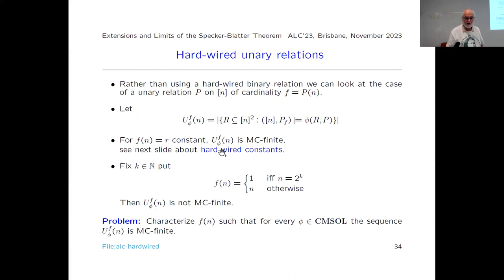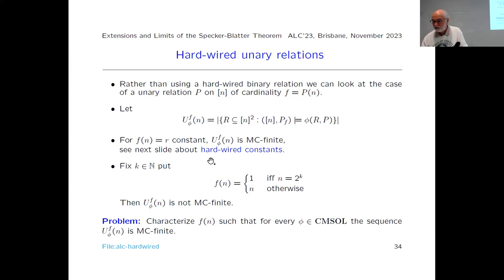Now, hardwired unary relations. So you now take one unary relation and you hardwire it. So you can say my unary relation consists of some subsets of N, but fixed like before, the order. And you can look at the cardinality of this set. So if this cardinality is constant, so over every N, I have a unary relation which is hardwired, then you can show that this is still MC finite because you can express it in first order logic. But in general, it is not clear, and you can try to study. I retired and I don't have PhD students at the moment, but these are good problems you can study: for which function of cardinalities of the unary set do you get MC finiteness or not.